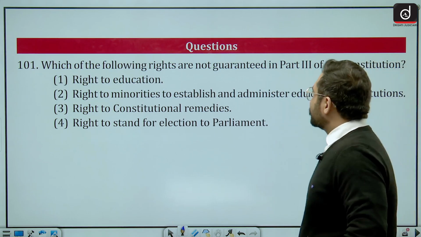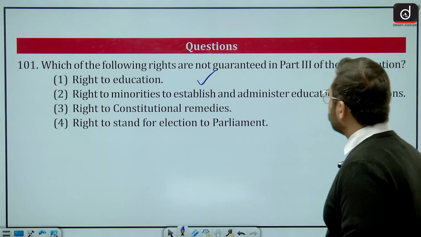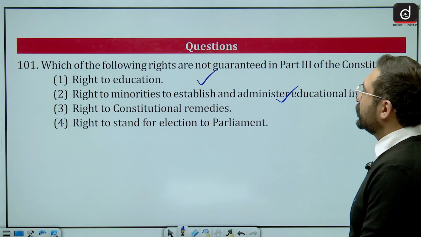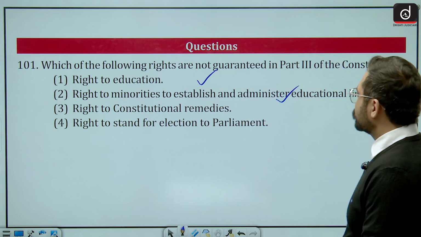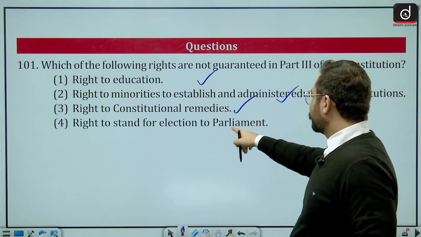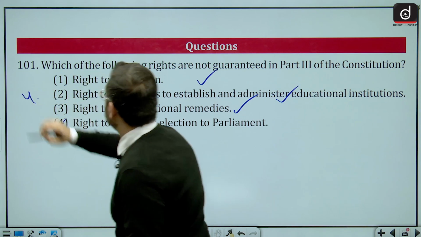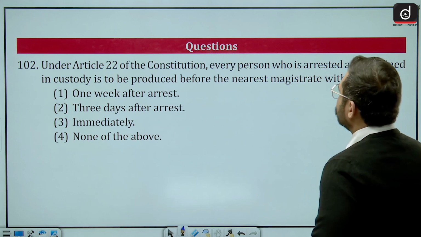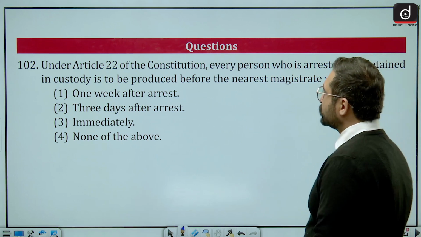Which of the following rights are not guaranteed in Part 3? Right to education है बिल्कुल 21 है. Right of minorities to establish administrative बिल्कुल है जी ये तो 25, 26, 27, 28 also. Right to constitutional remedies 32. Right to stand for election to parliament ये right नहीं है आपके पास. 4. Under Article 22 of the Constitution, every person who is arrested and detained in custody is to be produced before the nearest magistrate within 24 hours.